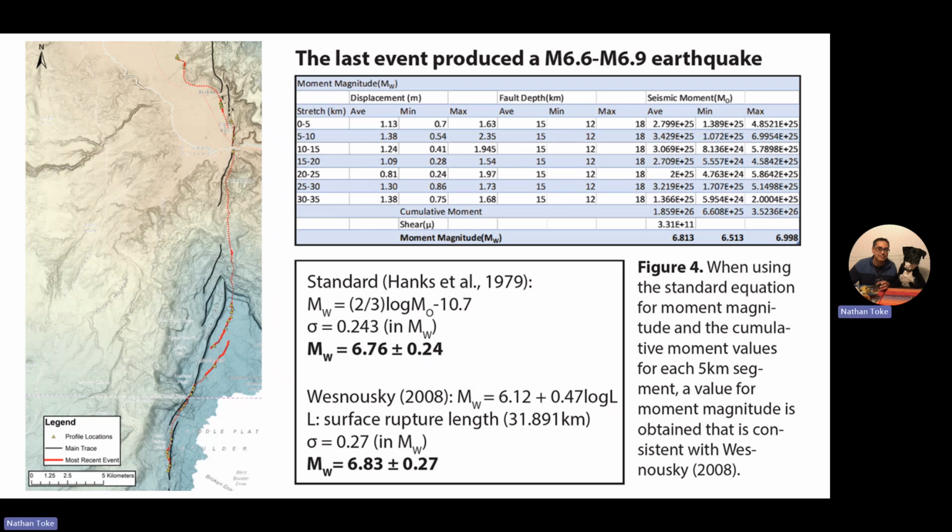Okay, and then he compares this with just doing the Wesnousky 2008 empirical relationship between moment magnitude and rupture length, given about 32 kilometer long rupture length, which shows a very good relationship, similar magnitude 6.8 earthquake.